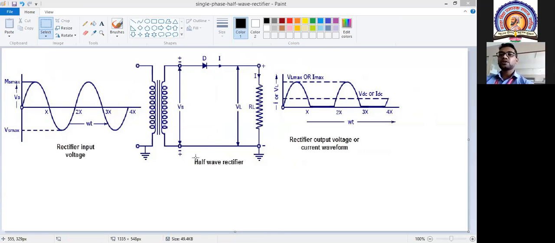So as you can see in the circuit, on the screen which I shared here, the half-wave rectifier circuit diagram is shown over there. It is a half-wave rectifier.